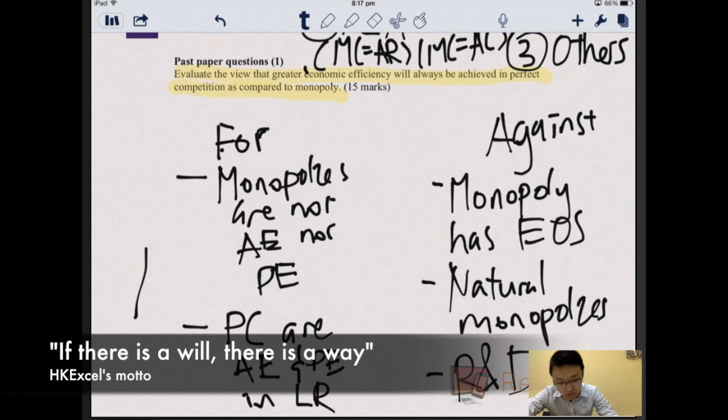Before you talk about arguments for and against, of course you need to define all the terms. In your first paragraph, define all the terms that are in the question. Define monopoly, define perfect competition, and perhaps also define economic efficiency. When you define a market structure, you just need to talk about 3 assumptions. That's I think the best way to define a market structure.